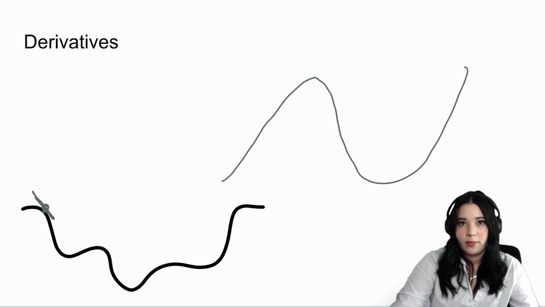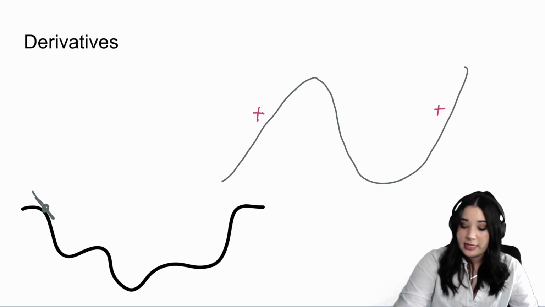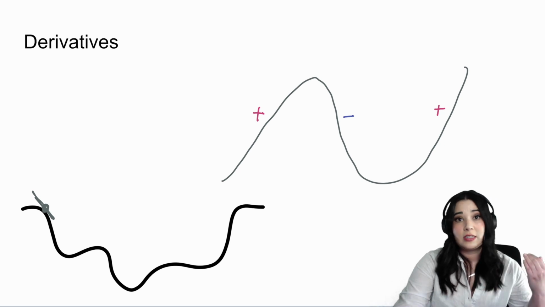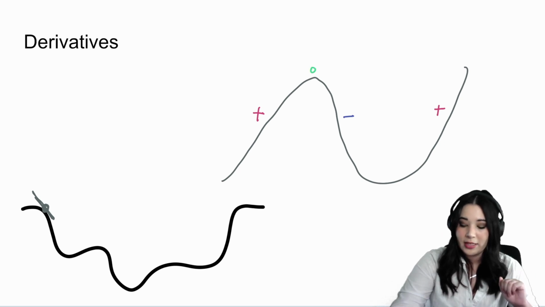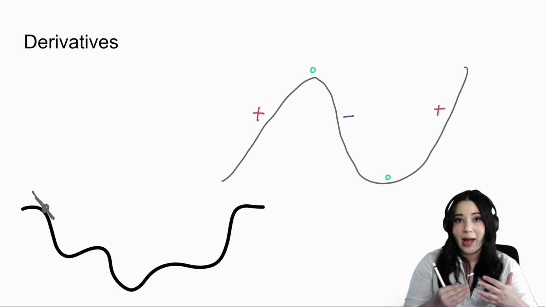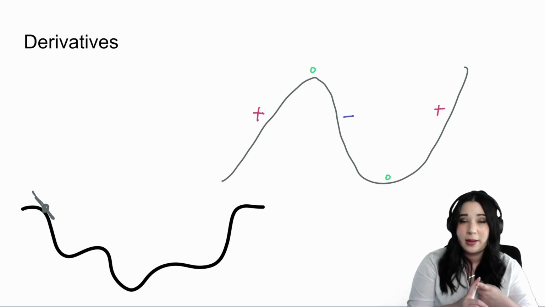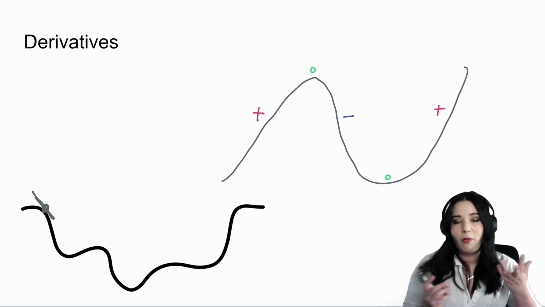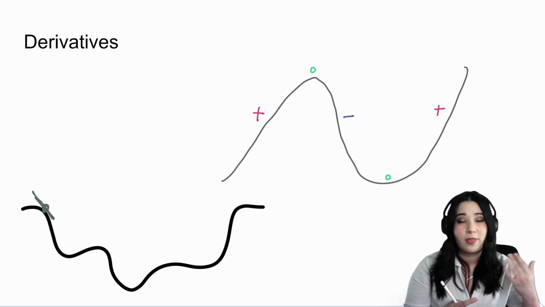What's important to remember about derivatives is that when they're positive, it means a function is increasing. When they're negative, it means the function is decreasing. And when they're 0, it means that the function is flat at that point. And that's really useful to us because flat points in a function are often minima or maxima. And a lot of times in data science, we want to find the min or the max of some function.